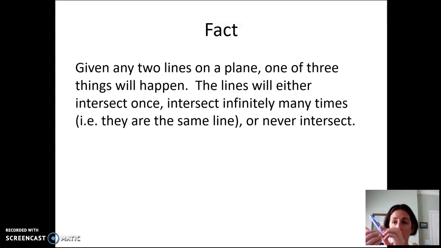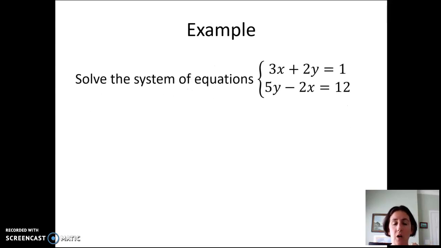Or the lines will intersect infinitely many times, which is referred to as coinciding lines, or basically the same line. Or the two lines will never intersect, in which case they will have no solutions at all. So if I wanted to solve this system of equations, 3x plus 2y equals 1 and 5y minus 2x equals 12, what I'm looking for is to determine: do these intersect at one point, in which case that one ordered pair is my solution? Are they the same line, in which case they have infinitely many solutions? Or do they never intersect, in which case they would have no solutions?